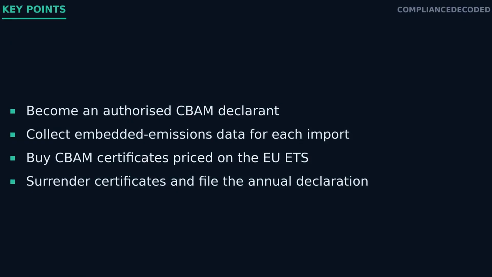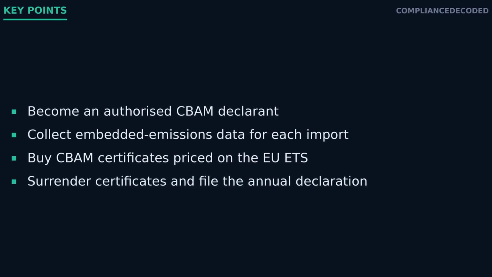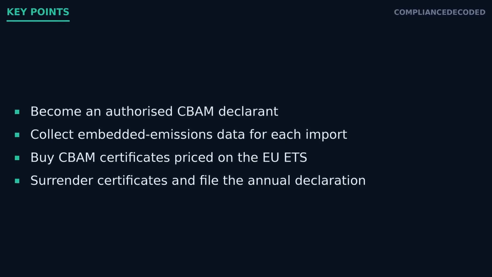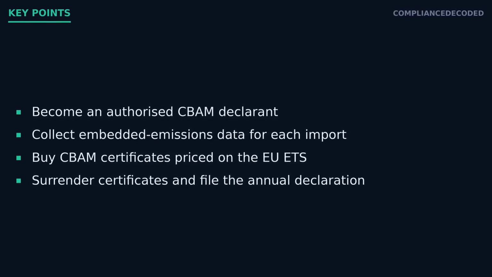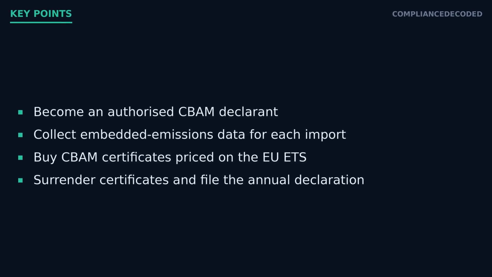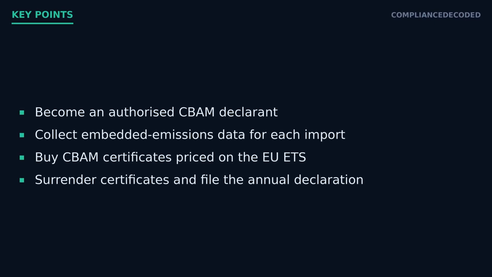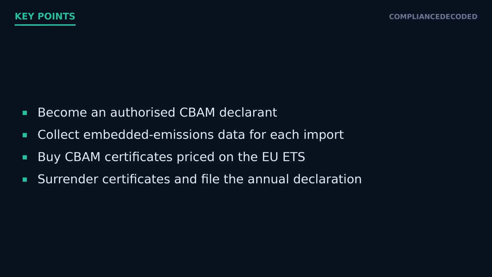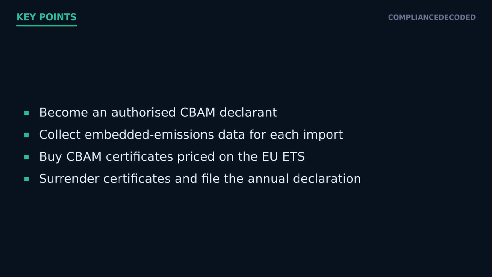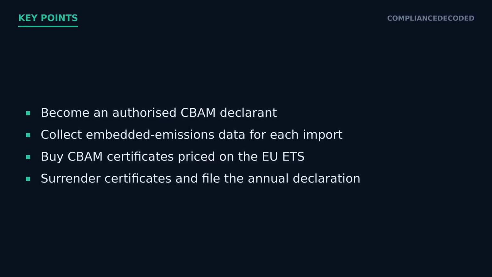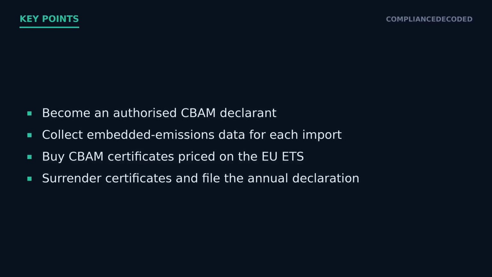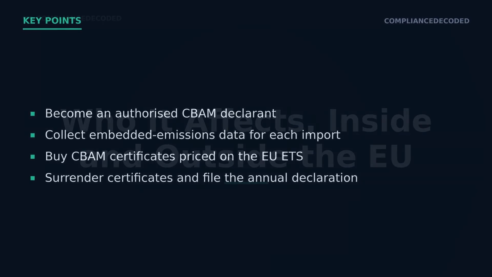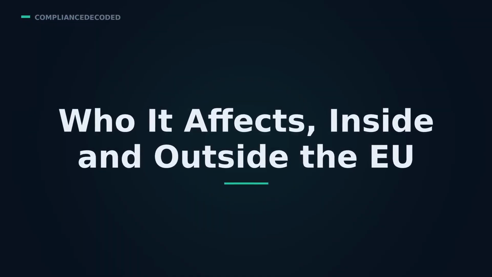One nuance worth understanding is what embedded emissions actually captures. The reporting covers direct emissions, the carbon released in producing the goods themselves. And for some goods, it also covers certain indirect emissions, such as those from the electricity used in production. That's why the data behind CBAM has to be fairly detailed. A rough estimate isn't the intent of the system, the mechanism is only as fair as the numbers feeding into it. Finally, who does this actually touch?